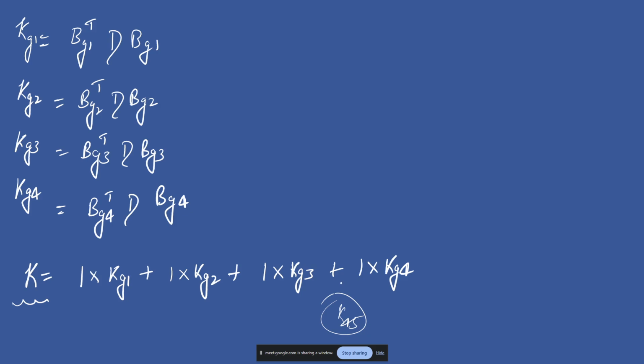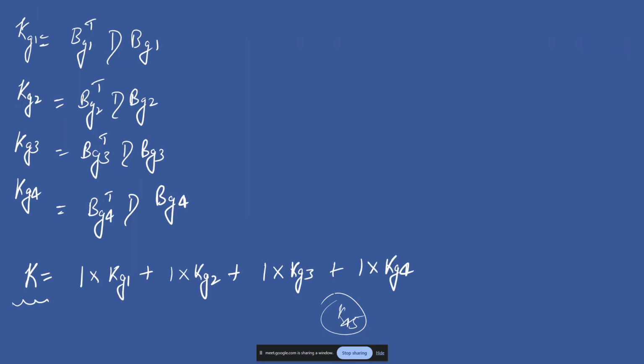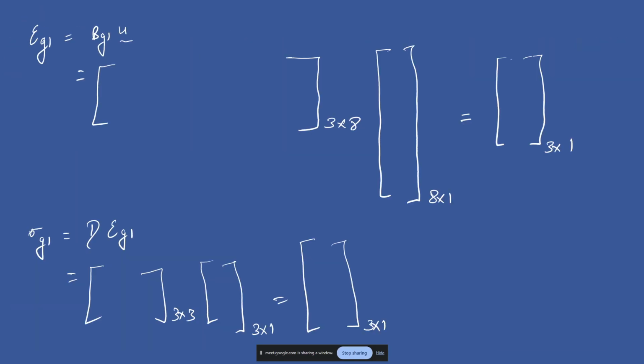And then what has been asked next: epsilon x, epsilon y and gamma xy. So once you can get this, you need to evaluate epsilon x, epsilon y and gamma xy at the cross point near node 1.